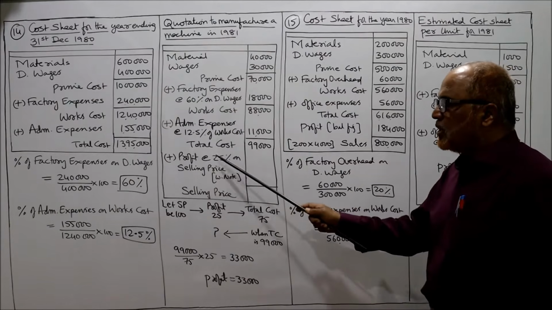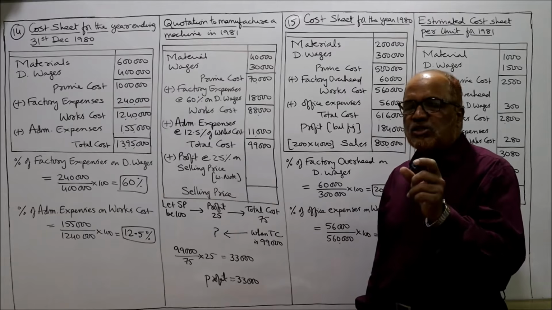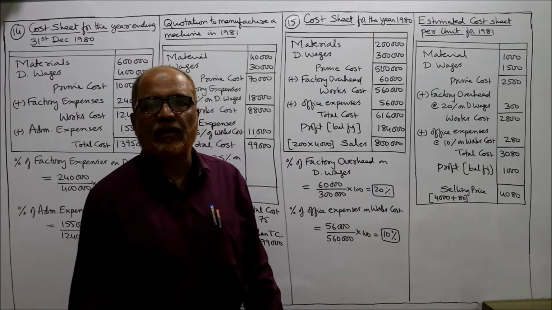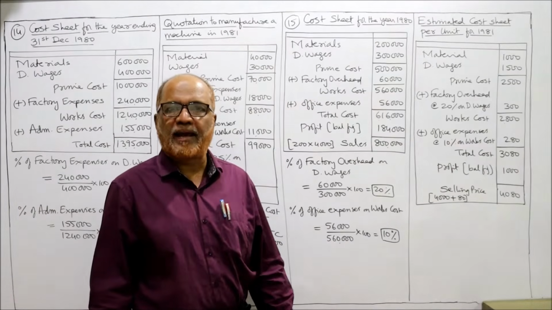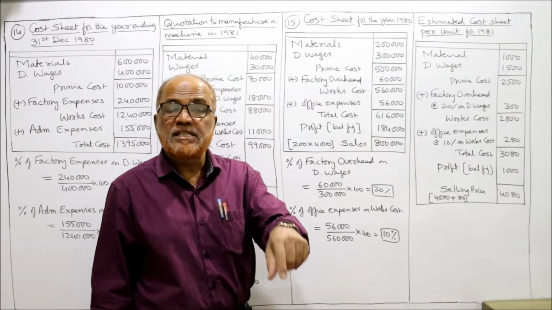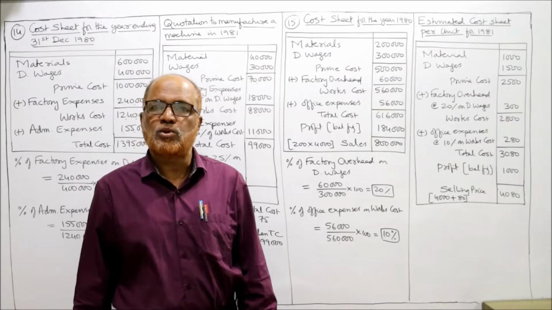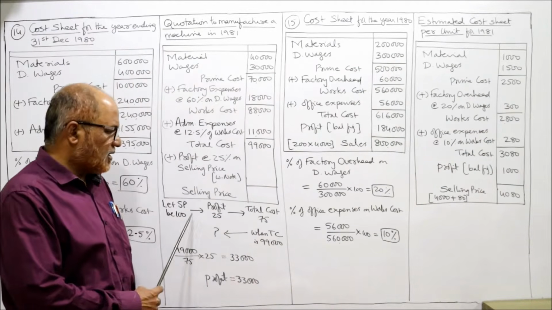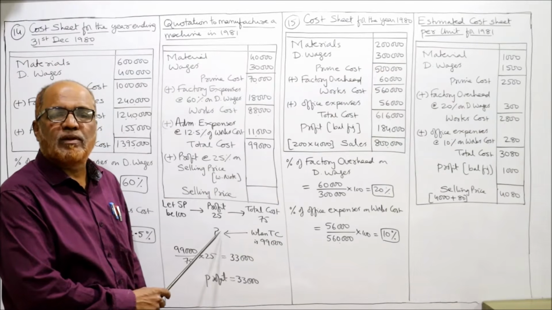Now profit is 25% on selling price. It is given profit is 25% on selling price. We don't have the selling price. Already in the previous class, previous problems, I explained you how to find out the profit. When profit is given as a percentage on selling price, we don't have the selling price. So we make the supposition. We assume, let the selling price be 100. If 100 rupees is the selling price, 25% will be the profit.